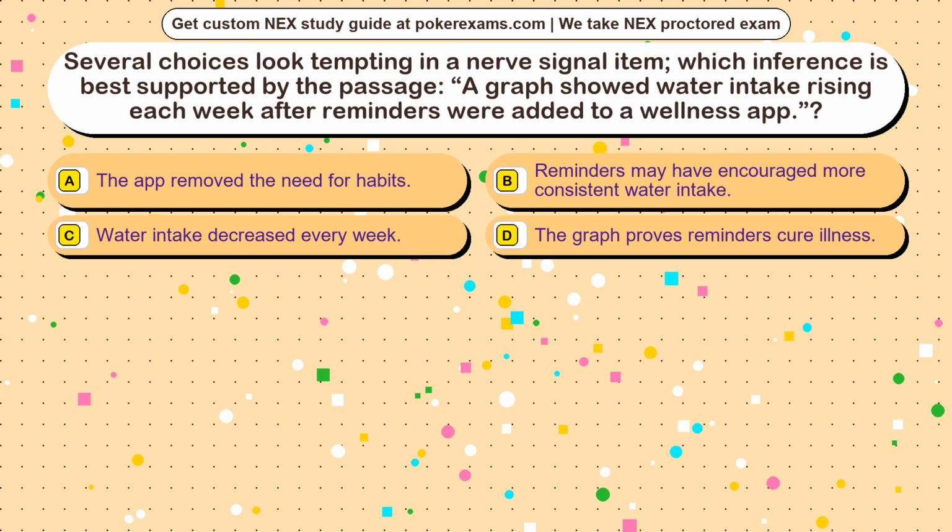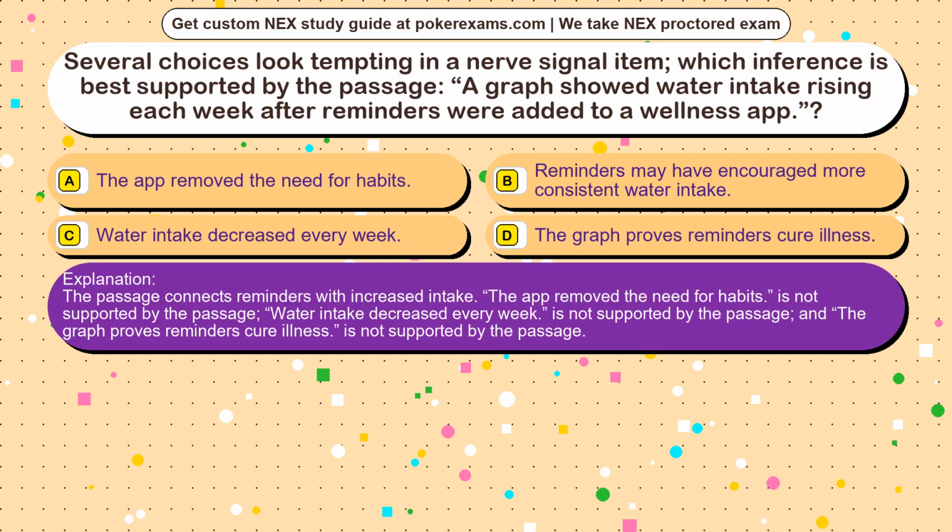The correct answer is option. The passage connects reminders with increased intake. The app removed the need for habits, is not supported by the passage. Water intake decreased every week, is not supported by the passage, and the graph proves reminders cure illness, is not supported by the passage.